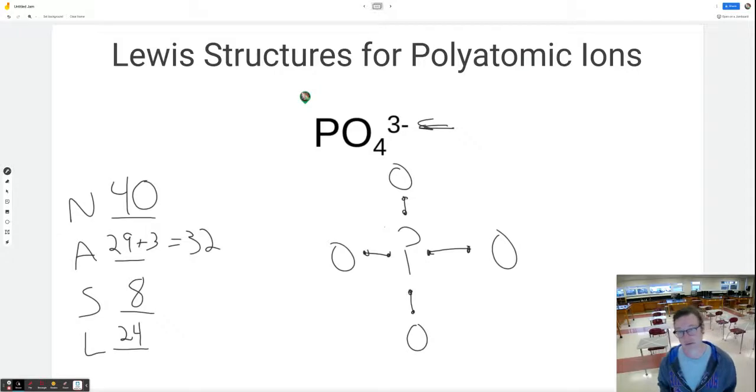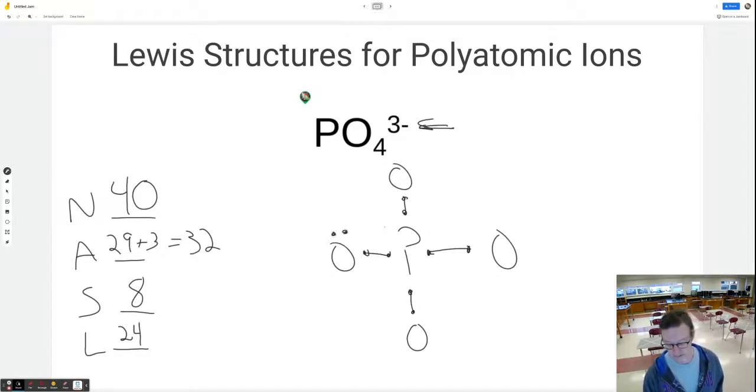Look at the center atom first. The phosphorus has 4 bonds, already 8 electrons. It doesn't need anymore. So that means the oxygens are the ones that are going to get these dots. Always start in the middle and then work your way out. And if you look at these oxygens, all of them right now have a bond and that's it. So they only have 2 electrons. They each need 6 more.